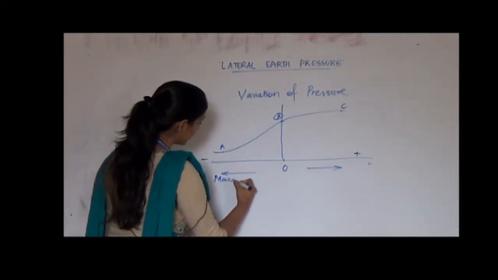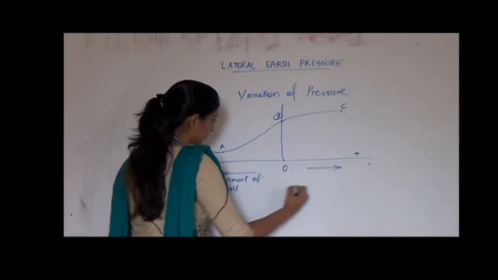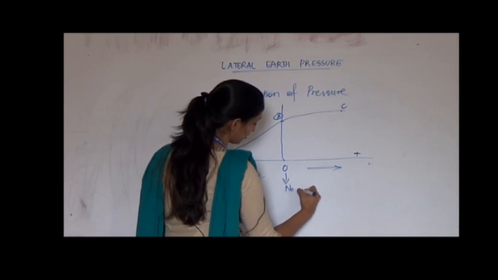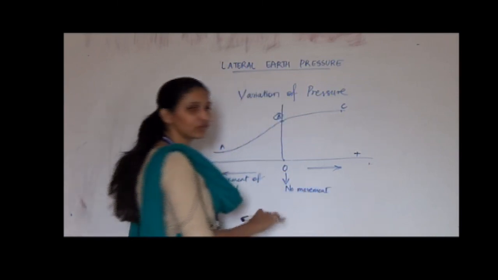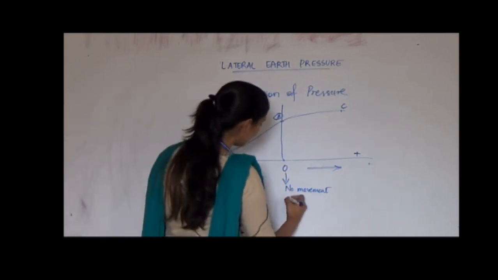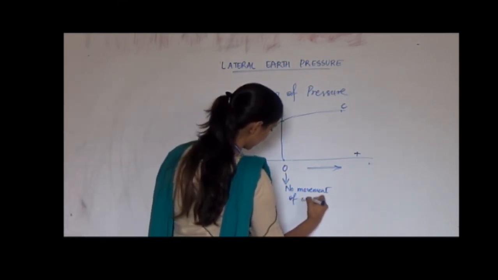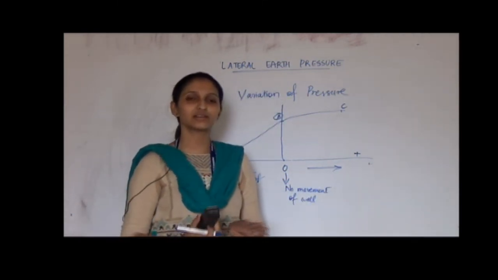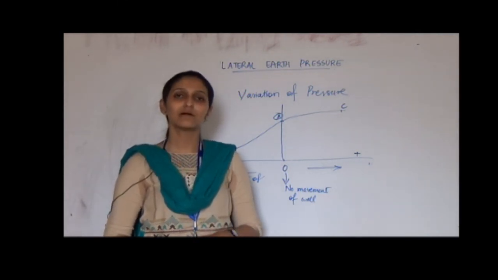This arrow indicates the movement of the wall, whereas here there is no movement of the wall, that is, the wall is restrained from rotating or any movement. So we studied three types of pressure: first, earth pressure at rest, second, active earth pressure, and third, passive earth pressure.